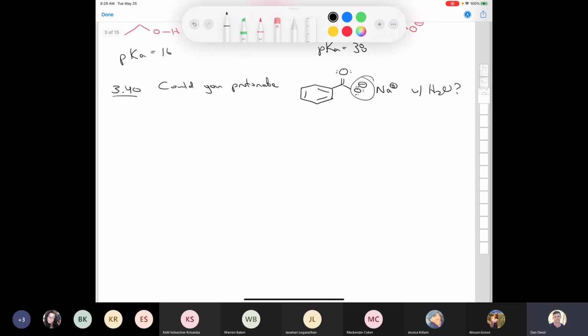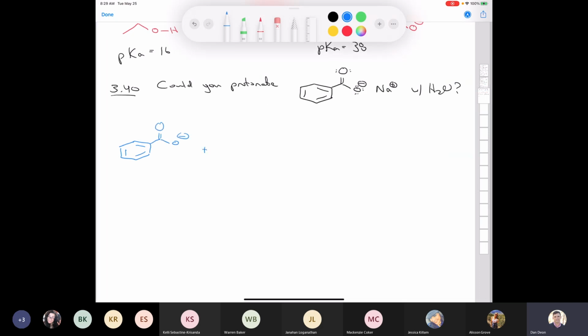You know, if you're unsure, this is how I would do it. I would draw that base, the benzoate ion. So let's draw that out. And then if we were to put that in H2O, hypothetically, if we just draw equilibrium arrows, what would we end up with? We would end up protonating, right? Because water would behave as an acid. Okay, so will this work? Will I be able to protonate this and make this compound plus hydroxide?